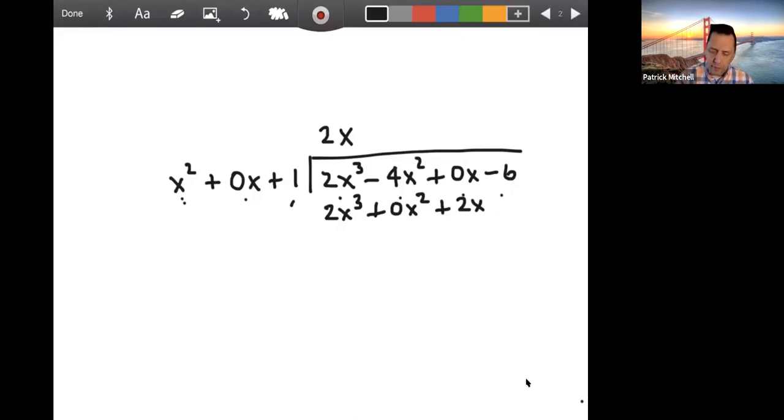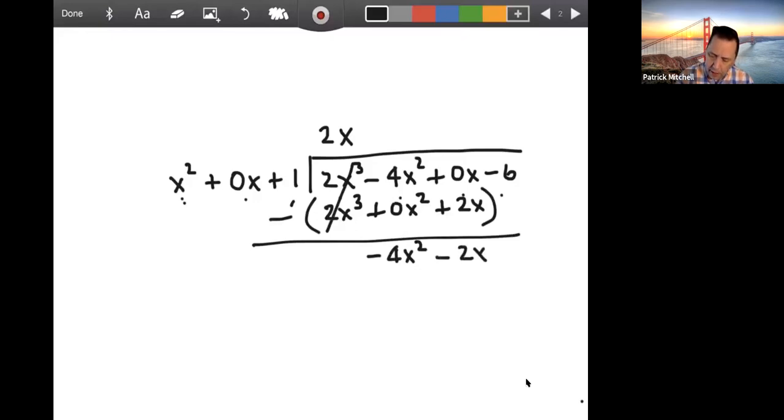So now I'm going to subtract the whole thing. 2x cubed minus 2x cubed cancels. Those two should always cancel. Negative 4x squared minus 0 is negative 4x squared. 0 minus 2x is negative 2x. And I'll bring down minus 6. All right, so now we'll do it one more time.